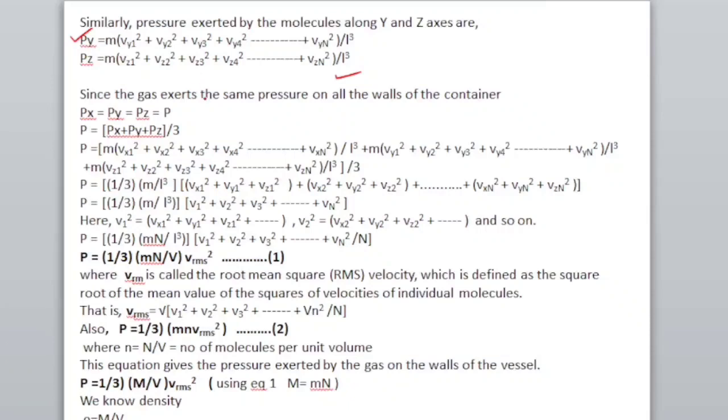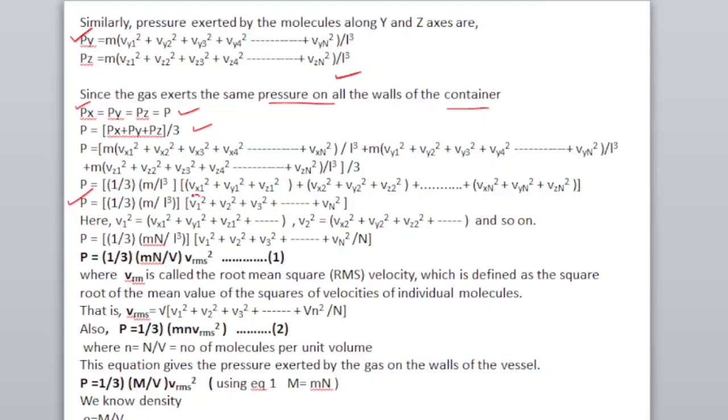Since the gas exerts the same pressure on all the walls of the container, you can write Px equal to Py equal to Pz equal to P. It exerts pressure in all directions equally. So P becomes Px plus Py plus Pz divided by 3, the pressure due to all the molecules along the x, y and z directions divided by 3. We put all these values and get P equal to 1 by 3 inside the bracket m by L cube, and in the square bracket V1 square plus V2 square.